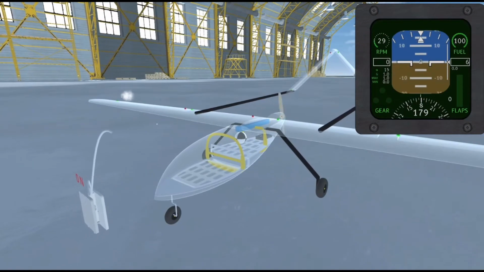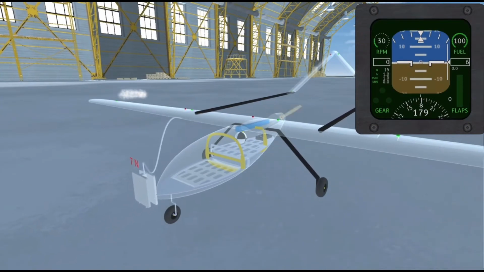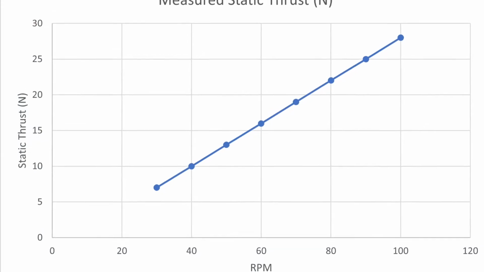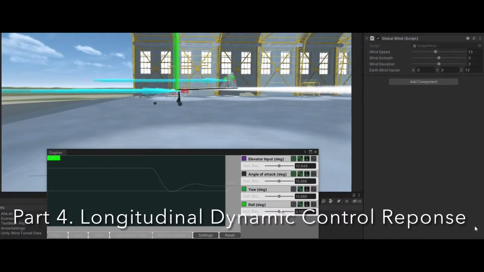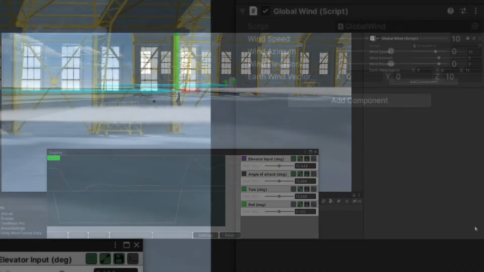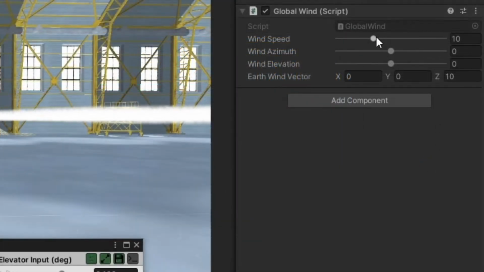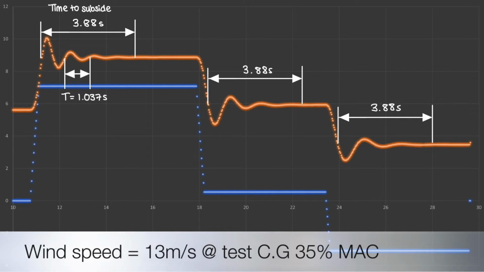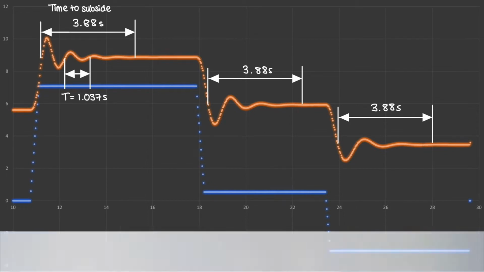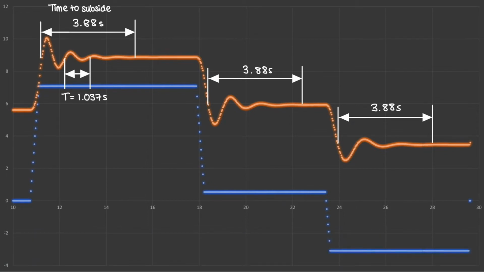The thrust test revealed that this aircraft produces a steady linear acceleration with increasing throttle input to a maximum thrust of 28 newtons. The longitudinal pitching motion is highly dependent on the freestream speed and CG position. To assess the pitching qualities of this aircraft, a variety of wind speeds were tested to assess the change in response to elevator input. So at a speed of 13 meters per second, the time to subside is 3.88 seconds, resulting in a damping ratio of 0.267.